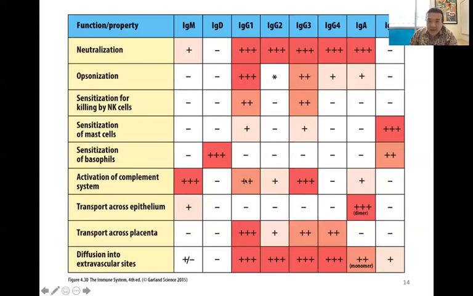But maybe they're not as good, for example, at activating the complement system, whereas IgM and IgD are very good at activating the complement proteins and getting complement proteins to stick to the surface. But they may not be as good at doing things like, for example, neutralizing, or opsonizing. As we go through the semester, we will look at these different subclasses in more depth as we begin to understand how our immune system has to differently deal with different types of infections.